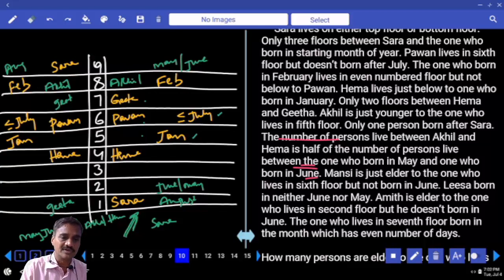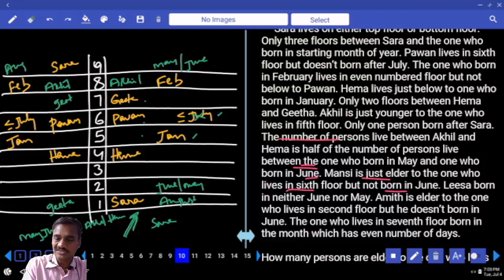Then coming to Pavan. Pavan cannot be born in the month of January, cannot be born in the month of Feb, isn't it? March and April there is a possibility. May is not possible, June is not possible, isn't it? And so July, March or April. Then next one, Mansi is just elder to the one who lives on the 6th floor, and Mansi is not born in June. As Mansi cannot be in the month of June, Pavan cannot be in the month of July.